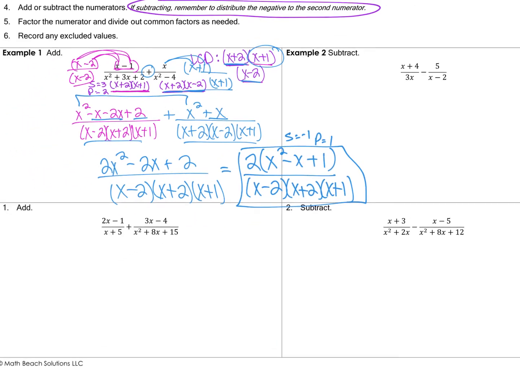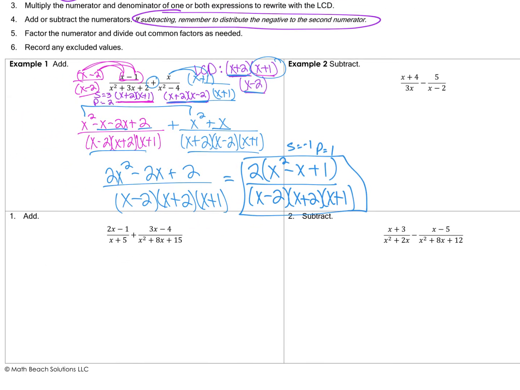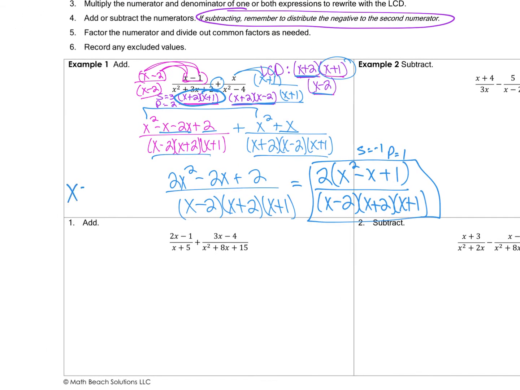Now we have to also consider the excluded values, which looking at the factored original denominators, I'll put it over here. X cannot equal negative 2, negative 1, negative 2 we already have, and then positive 2. So make sure you also look at your excluded values there.